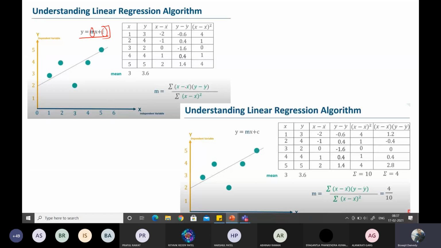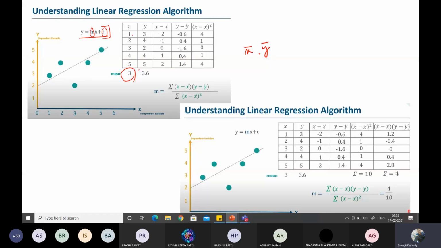So m is equal to this one: inside the summation, x minus x mean is there. Usually x mean is denoted by x bar, and y mean is denoted by y bar. So x minus x bar is there, multiplied by y minus y bar, and in the denominator x minus x bar square is there. So we have to calculate those things, and after calculating them we can find out your m value. First we are going to calculate x minus x bar. So x bar is equal to 3, we have already calculated.